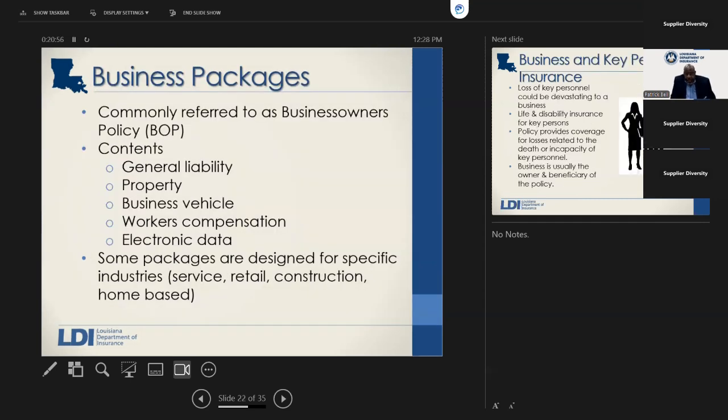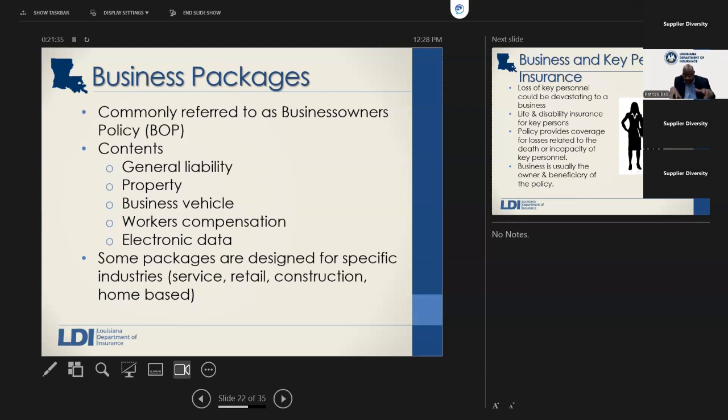Okay, business packages, commonly referred to as business owner policies. And what these policies do, they combine several types of coverages all into one package, which is good because it saves you money and you only have to deal with one insurance company. And so the contents may include some general liability, some property coverage, business vehicle coverage, workers' compensation coverage, and electronic data. There are some policies or packages that are designed for specific industries. So if you have a service business, there's a package for that. Retail storefront, there's a package for that.